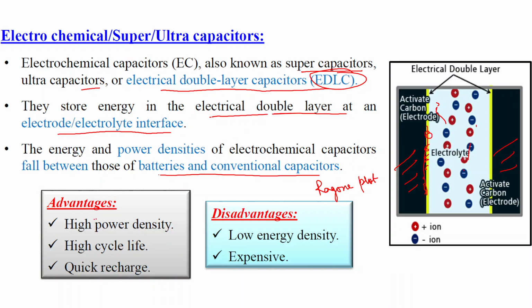So the energy and power density of electrochemical capacitors fall between them. We will be discussing what this line means. It means that batteries have very good energy density, and capacitors have good power density. So the supercapacitor comes in between, which is a good thing because it gives the synergistic properties of both batteries and capacitors.